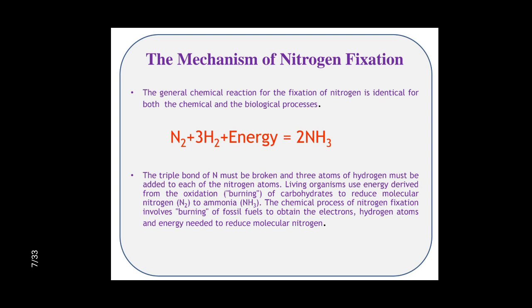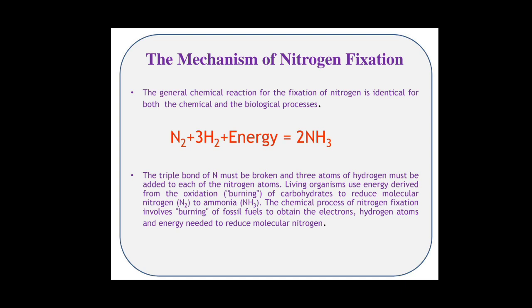Mechanism of nitrogen fixation. The general chemical reaction for the fixation of nitrogen is identical for both the chemical and biological processes. There is one molecule of nitrogen and three molecules of hydrogen. A certain amount of energy is required to break the triple bond between the nitrogen atoms, and we get two molecules of ammonia. The triple bond of nitrogen must be broken and three atoms of hydrogen must be added to each of the nitrogen atoms.